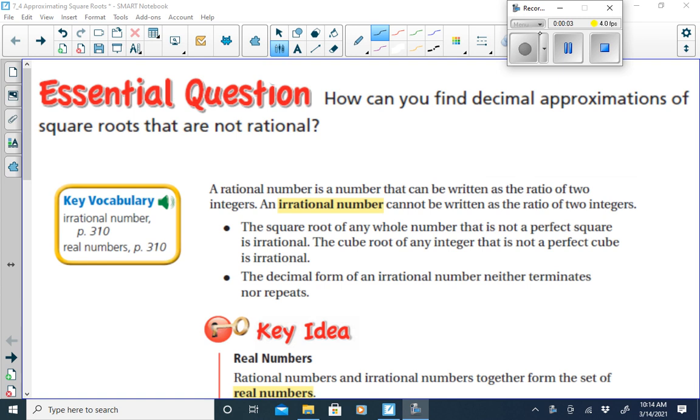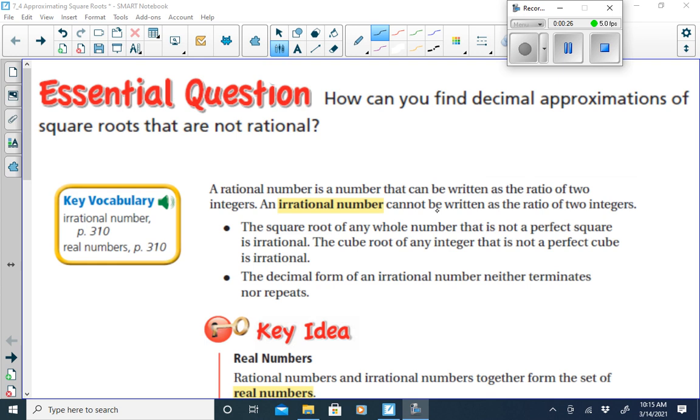Okay, our lesson today is to be able to approximate square roots of numbers that are not rational numbers. A rational number is a number that can be written as the ratio of two integers. An irrational number cannot be written as the ratio of two integers.